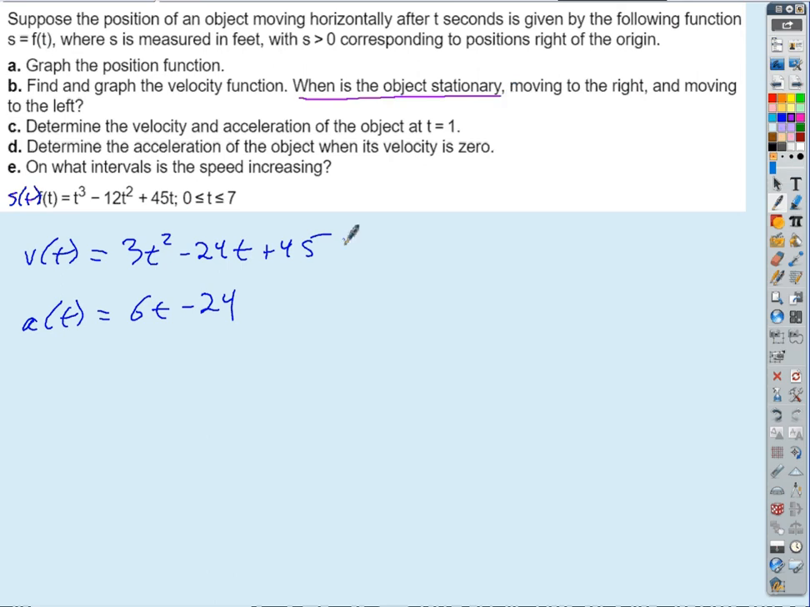I'll give you a graphing utility to do that one. You can just graph the function and find the x-intercepts on the graph, right? Okay, make it easier. I just want you to know how to do it. Determine the velocity and acceleration of the object at t equals 1. Well, what am I doing there? Plugging in 1, right? No big deal.